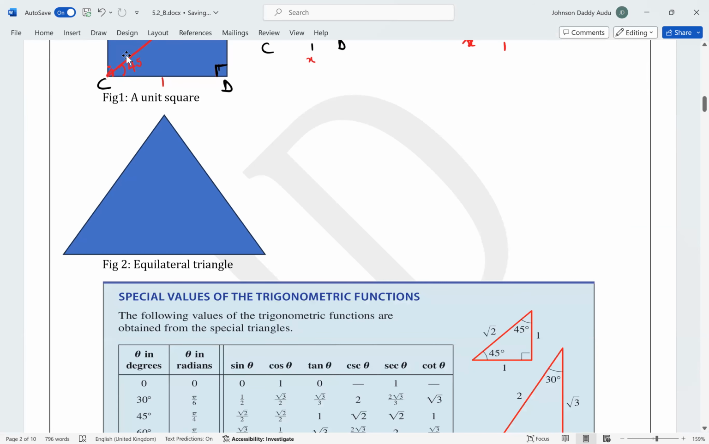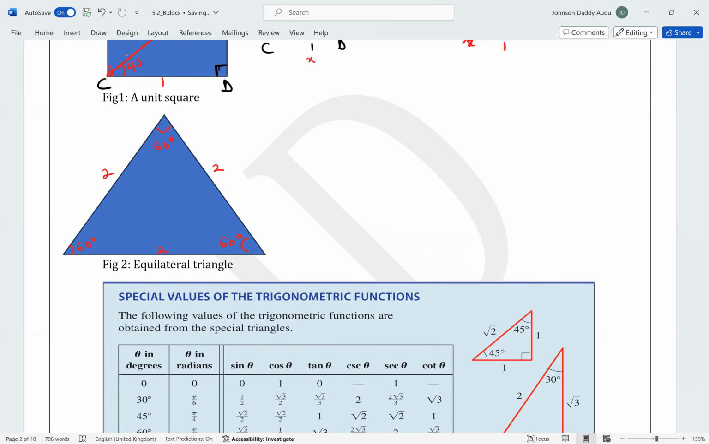Now, let's go straight to 60 degrees. Now we're going to use an equilateral triangle. An equilateral triangle simply means all the sides are equal. But here we're going to use a size of 2. Let's assume that everywhere the length is 2 units. Since this is an equilateral triangle, all the angles will be 60 degrees.